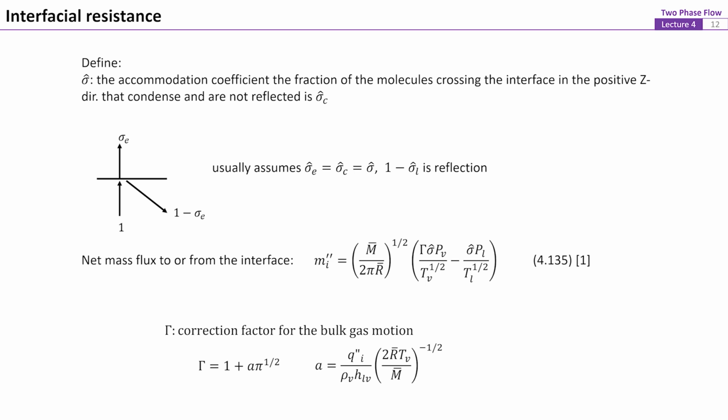Theoretically, sigma E equals sigma C if no phase change happens on the interface, but this is often assumed to be true even if phase change happens on the interface. This sigma is called the accommodation coefficient. In consequence, the net mass flux to or from the interface can be obtained from the molar flux, the molecular weight, and the accommodation coefficient, as shown by equation 135.